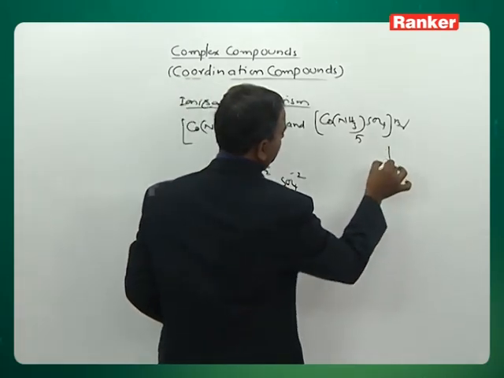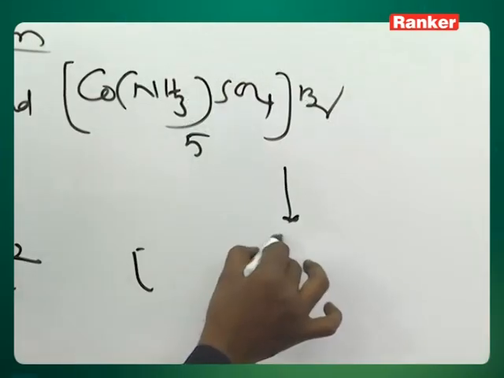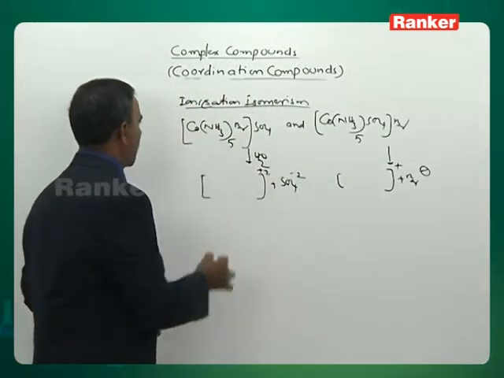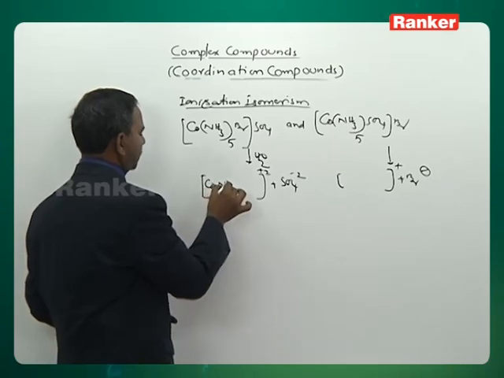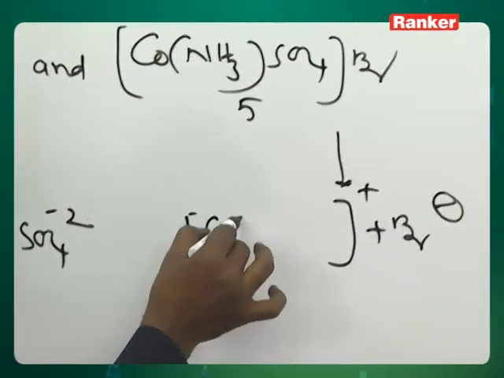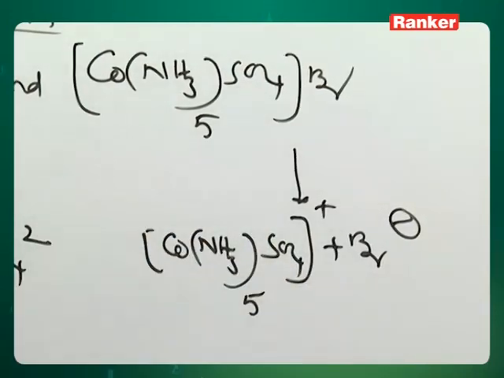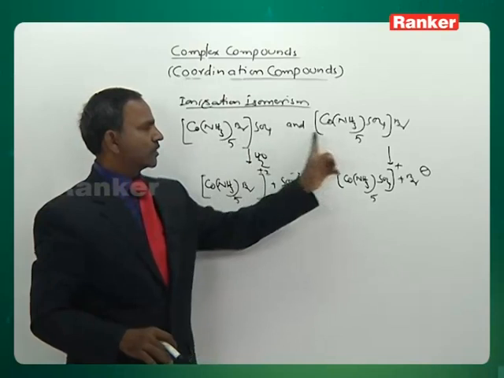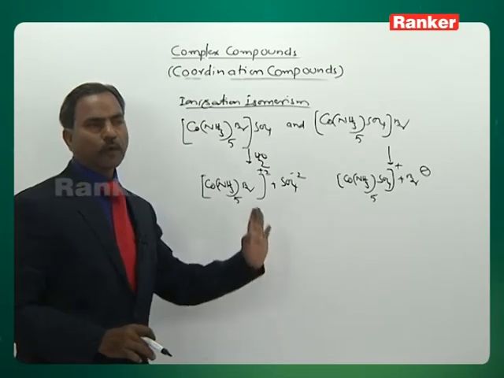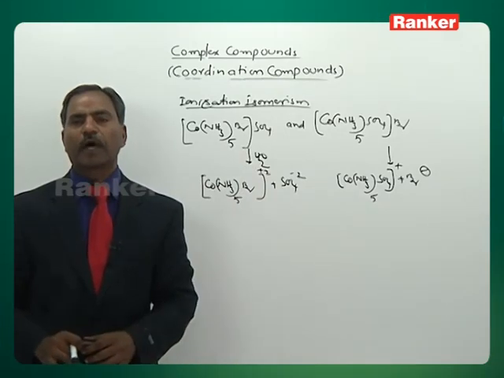See here, same formula, but the formation of ions is different. One gives the complex and Br minus. Now I am writing the complete complex here: [Co(NH3)5Br]SO4 and [Co(NH3)5SO4]Br. Like this, complex compounds having the same chemical formulae but which produce different types of ions in aqueous solution are known as ionization isomers, and the phenomenon is known as ionization isomerism.